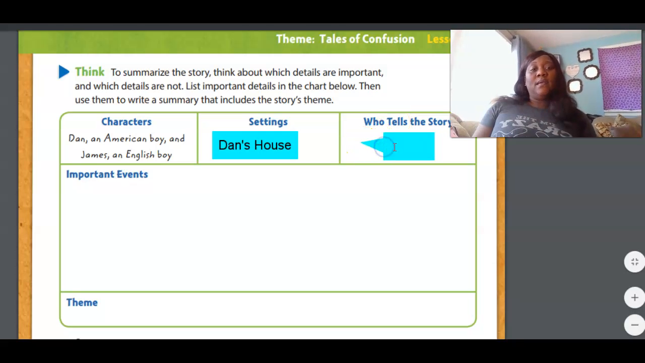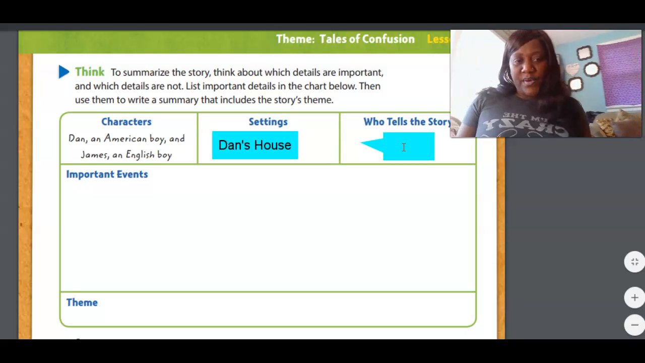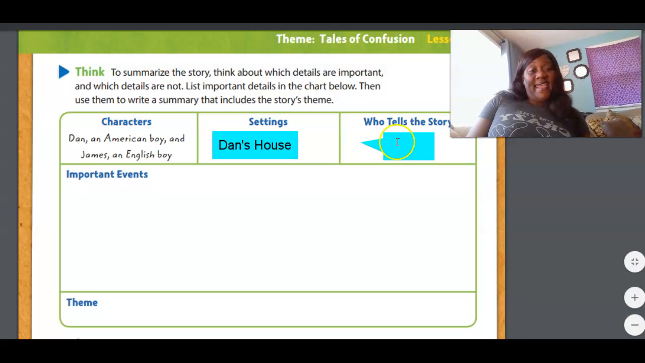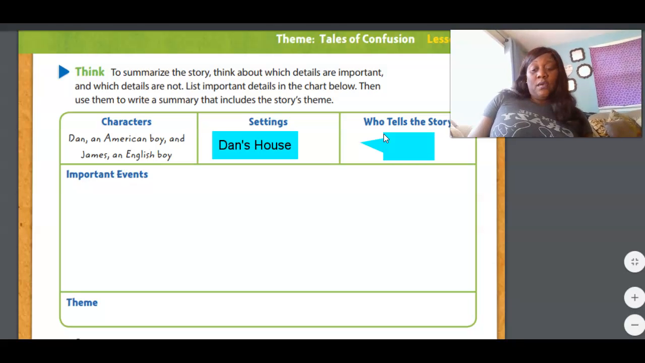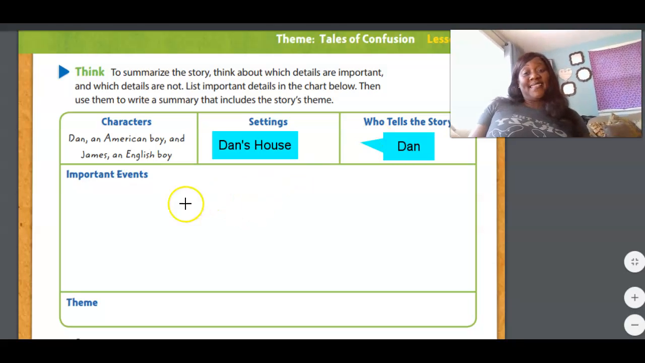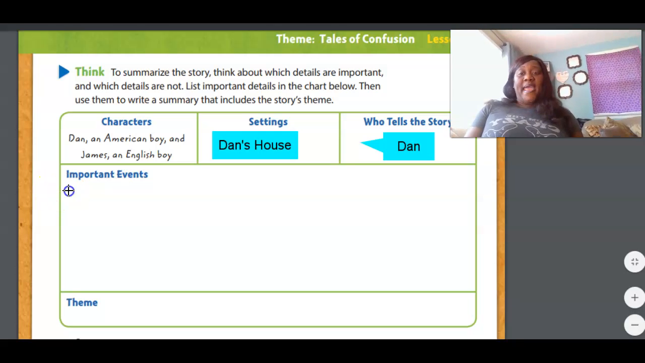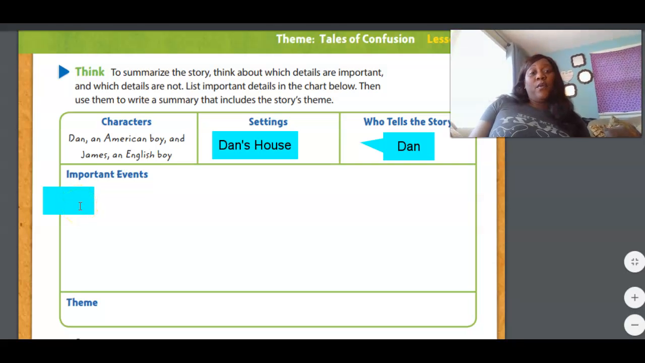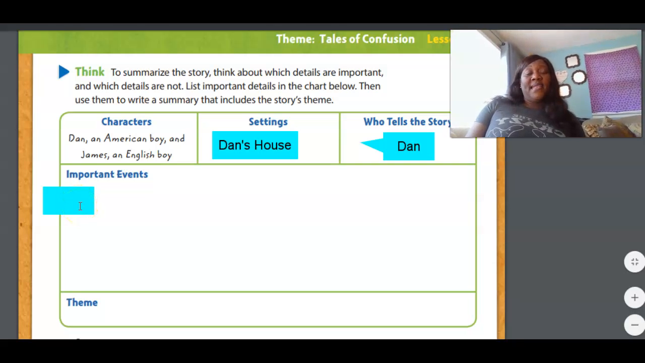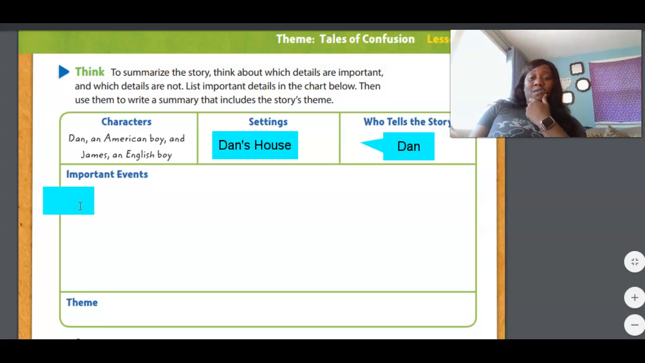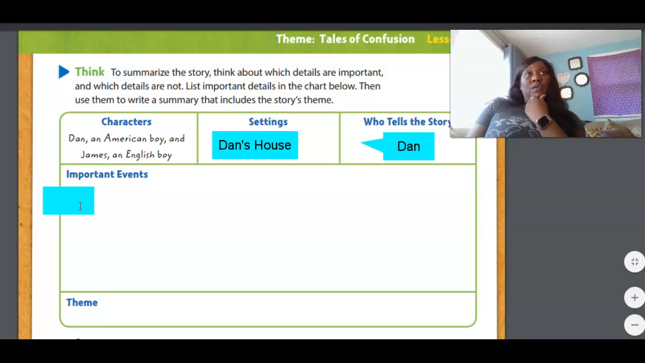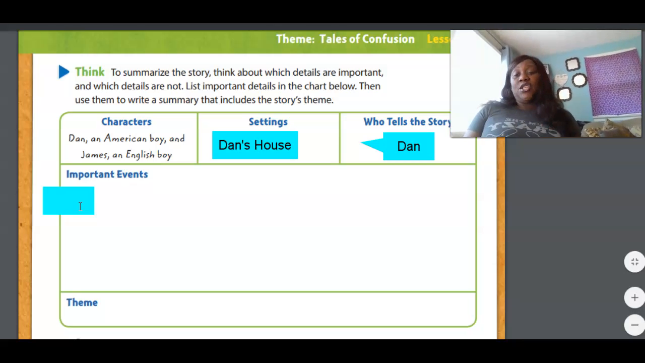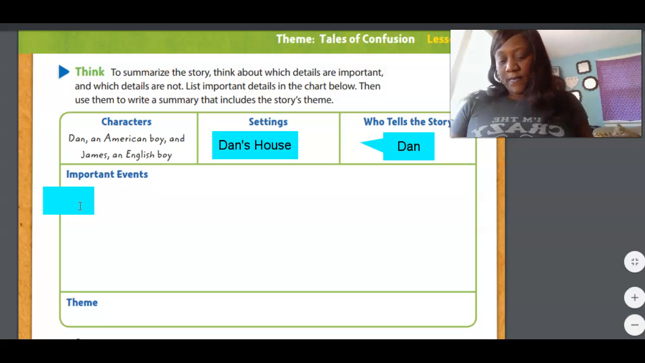Now, who tells the story? Who do you think is telling the story? Dan, James, or someone else? If you chose Dan, then you are correct. Awesome. Now we want to know what are the important events that happen in the story. So remember that when we are summarizing, that does not mean we're going to rewrite the whole story from beginning to end. Now's the time that we are going to summarize from beginning to end using just a few sentences.